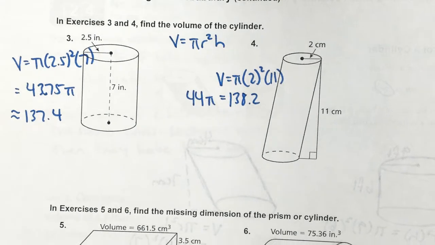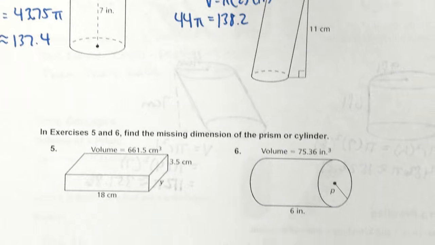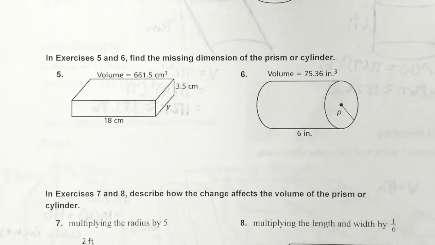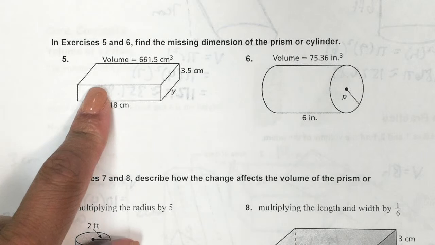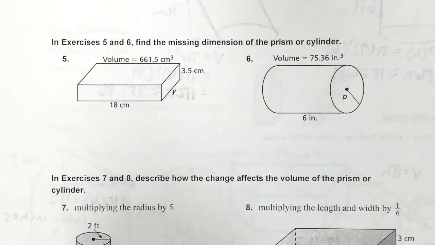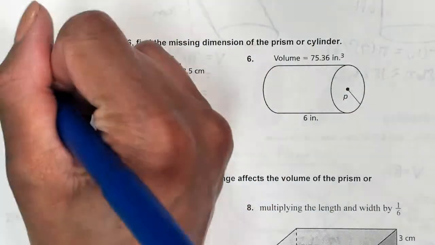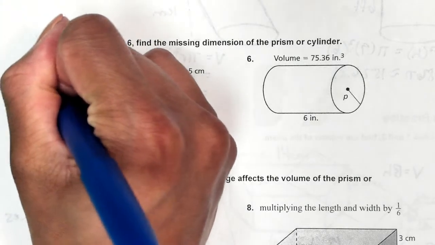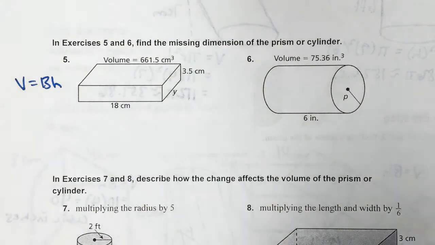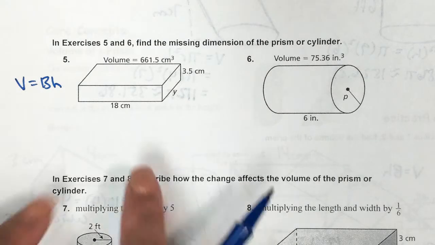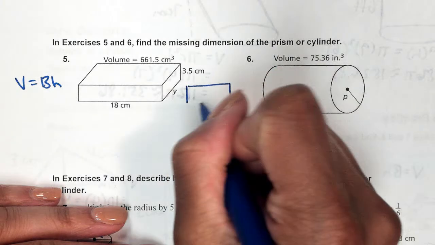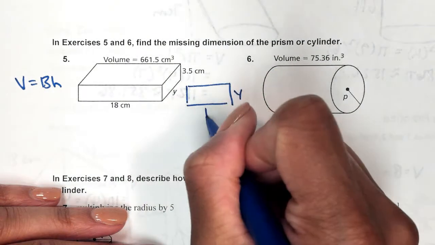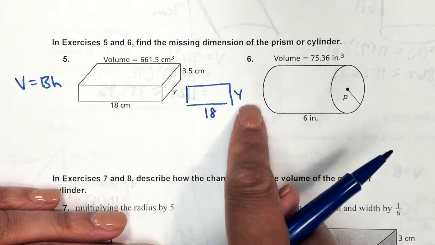So number 5 and 6, we need to find the missing dimension of the prism or cylinder. So the volume is already given to us, and this is a prism, and then we have a cylinder. So let's do the prism first. So we know the prism, we have the base area times the height. And we know the base area is a rectangle. And we're missing the width of the rectangle. So if we were to redraw this, I have y, and then I have 18. I am missing the y.